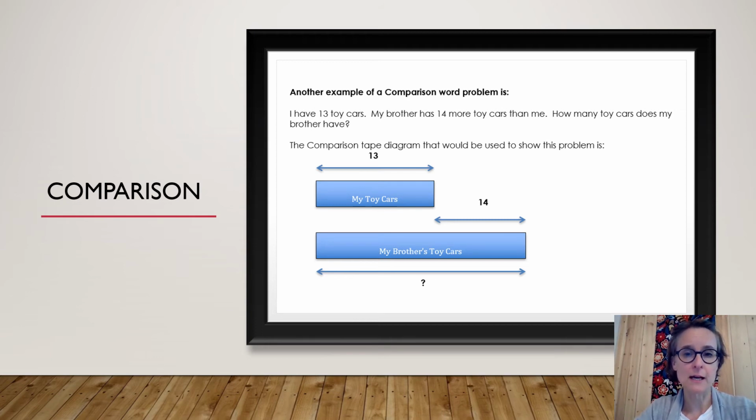Well, based on what I visualize, I have a smaller bar or a smaller amount of cars, which means that my brother has more than I do. And when I label, I can label myself with 13. And the part that makes my brother's pile bigger than mine are those 14 cars. What I don't know is how many my brother has. But when I look at my comparison bar model, I can see if I put my part together with the difference, I'm going to know how many toy cars my brother has.